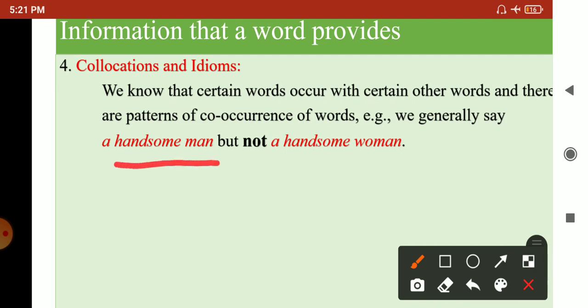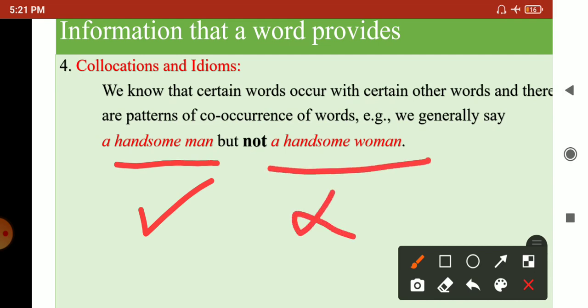For example, a handsome man is an accepted phrase, whereas a handsome woman is not accepted. You have to say a beautiful woman. So beautiful goes with feminine gender. Beautiful goes with woman or girl. Handsome goes with man or boy. This is called collocation. That is, certain words are used with certain other words.